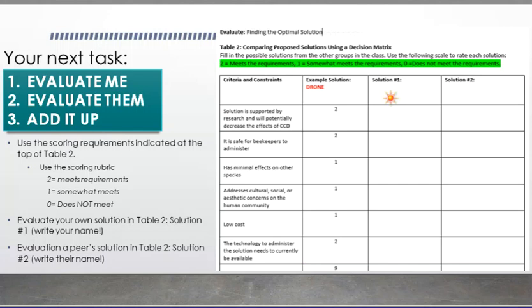For solution 1, you're going to evaluate your own solution. So in this box right here, you're going to give just a brief explanation of what it is. So it might be eliminate pesticides, or it might be, like you can see, we just put drone up there for Ms. Forsyth, and put your name. So go ahead and do that now. Put a little snippet what your solution is and your name in solution 1. You have 30 seconds. Your name in solution 1 and what your solution is.